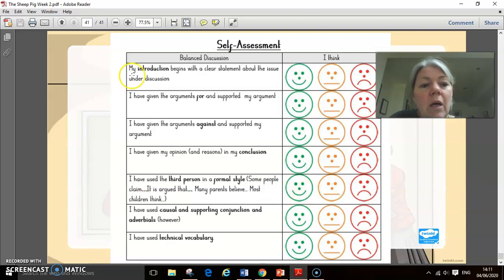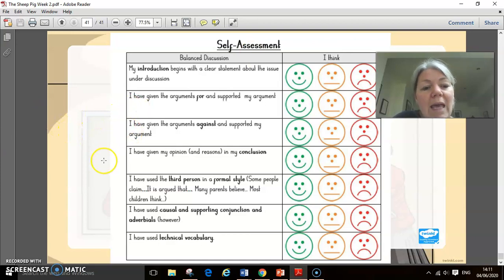So my introduction, has it got a clear statement about the issue? If you've done that and you can see it nice and clearly, that's a yes. If you think it's there but actually you spent a lot of time and waffled a little bit and it's not really clear what the argument is, what we're going to be discussing, then that's a straight face. And if you haven't put it in there at all, then unfortunately we're going to give ourselves a little sad face, but that's something we can work on, isn't it?